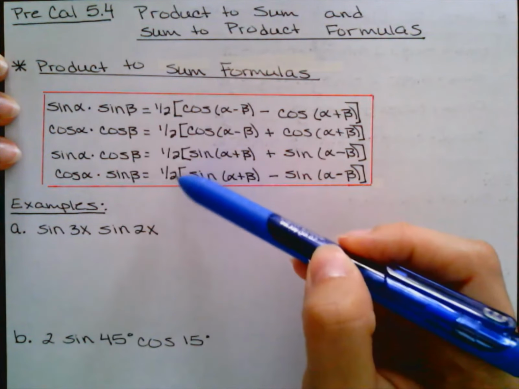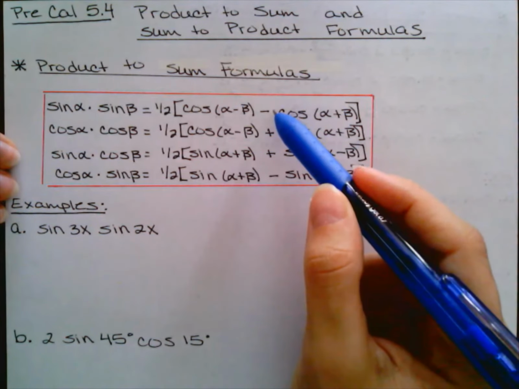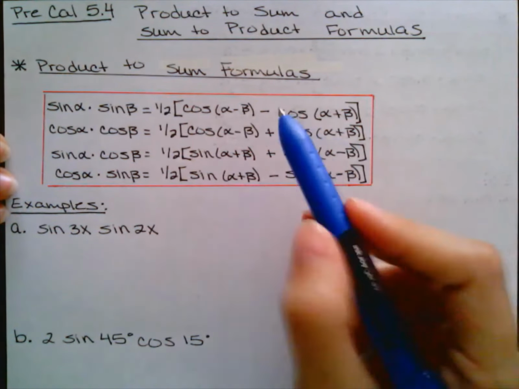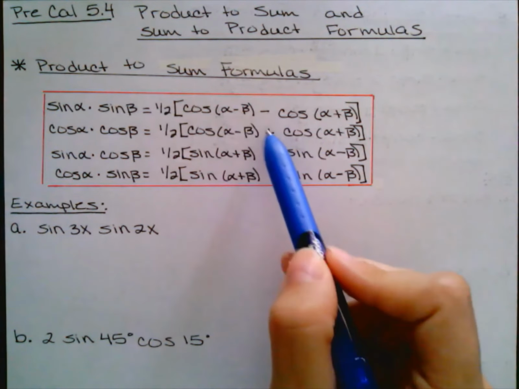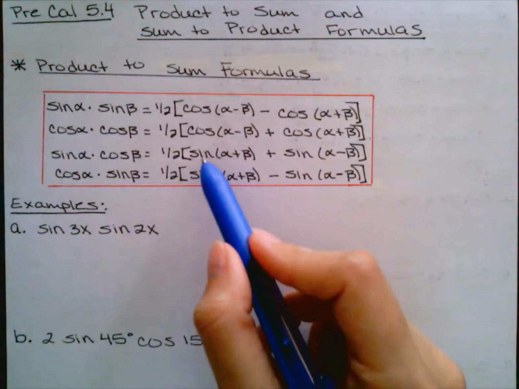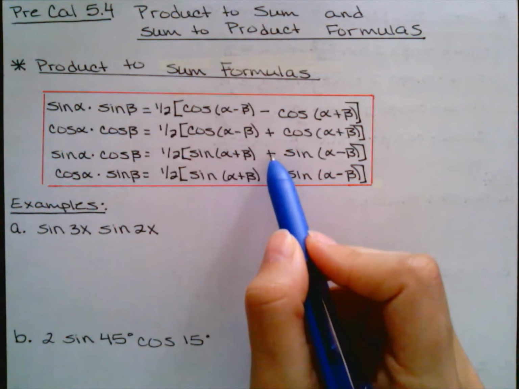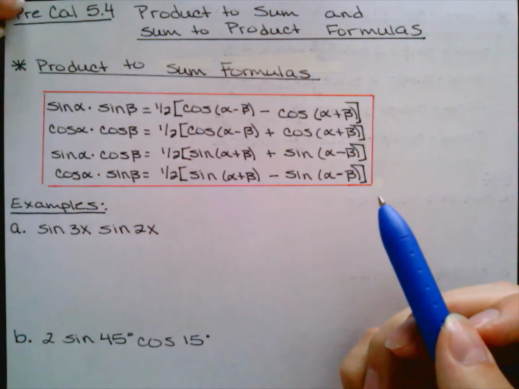They all have a half, and notice we're going from product, multiplication, to sum, so adding and then also subtracting. We have cosine, you subtract the two. Here these are opposite, cosine, and then add the two. And for these bottom, we have sine adding the two values, plus and then minus, sine subtracting the two values. Okay, so let's just practice using these really quick.